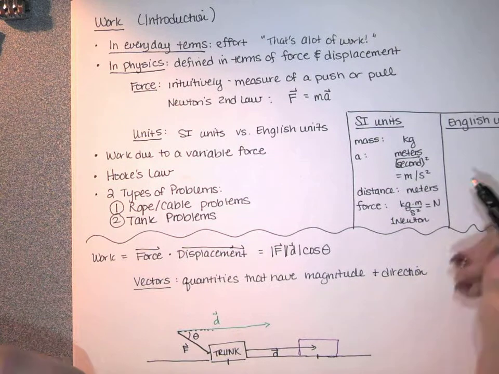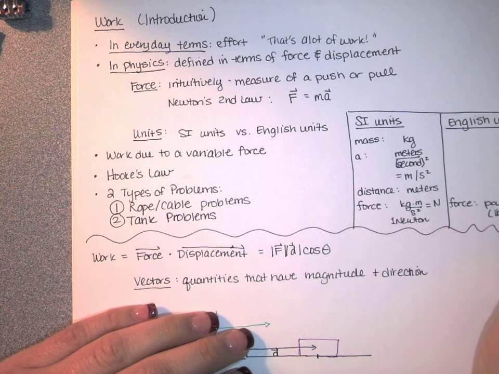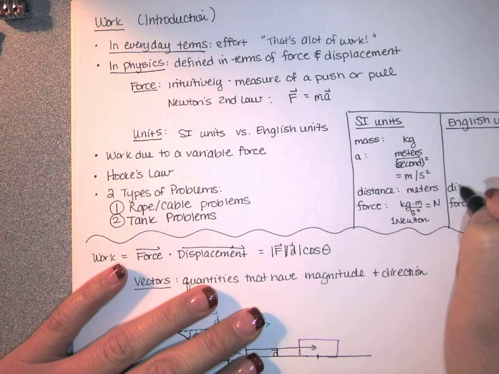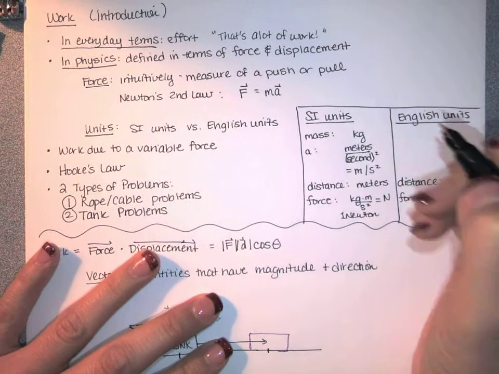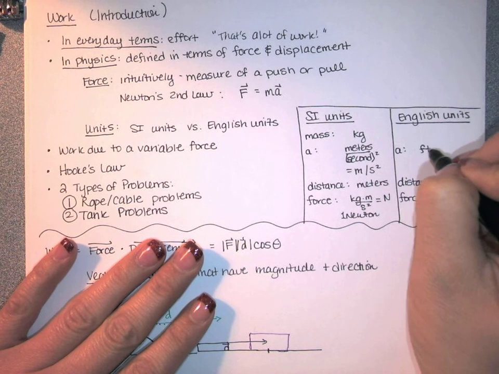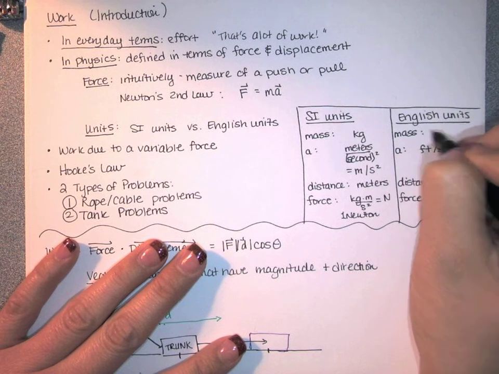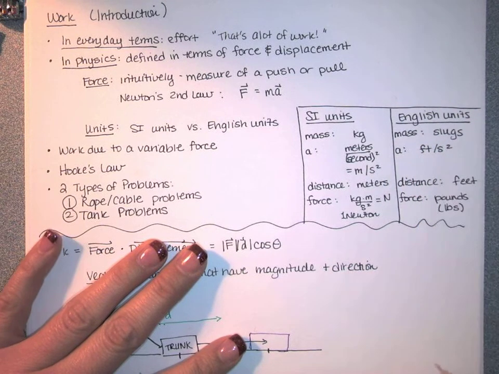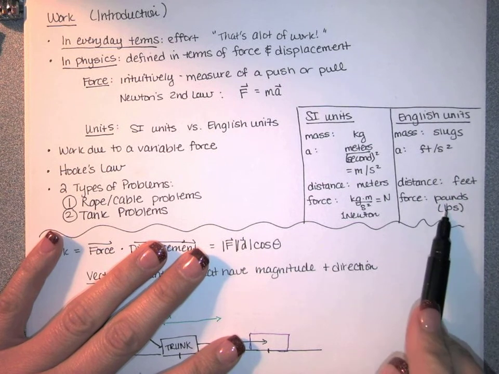Now, in English units, we use pounds as our measure of force. And distance tends to be measured in feet. Acceleration in English units is feet per second squared. And mass is measured in slugs, but we almost never talk about slugs. We don't spend a lot of time talking about slugs in physics class. We just go straight for the pounds.